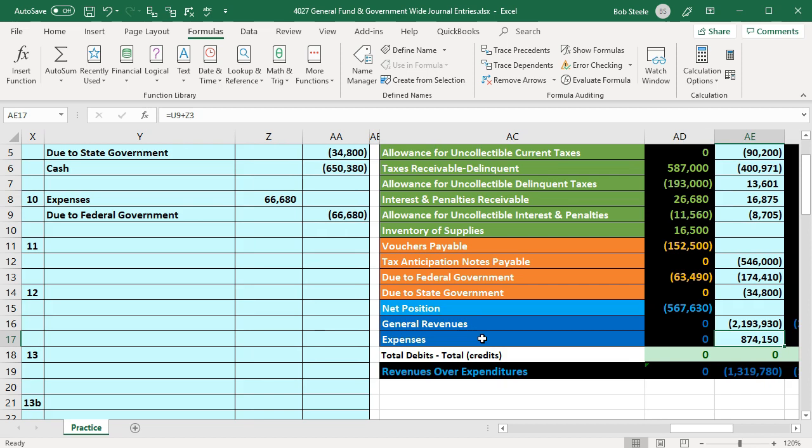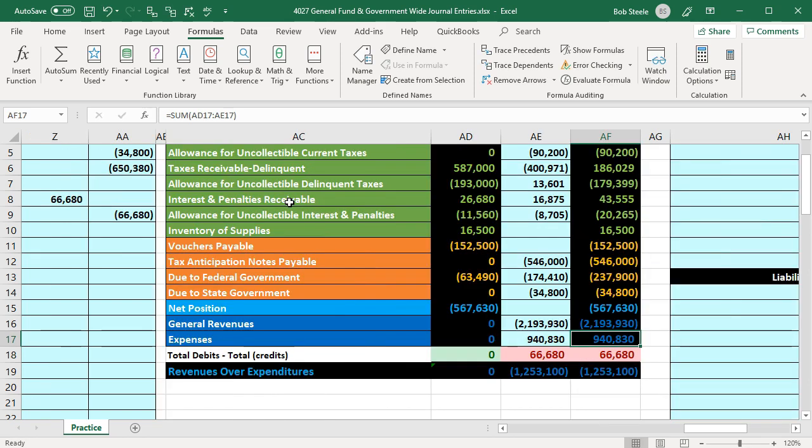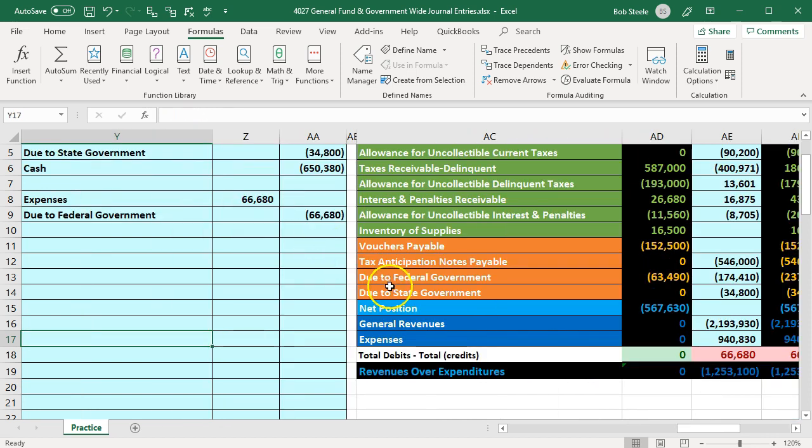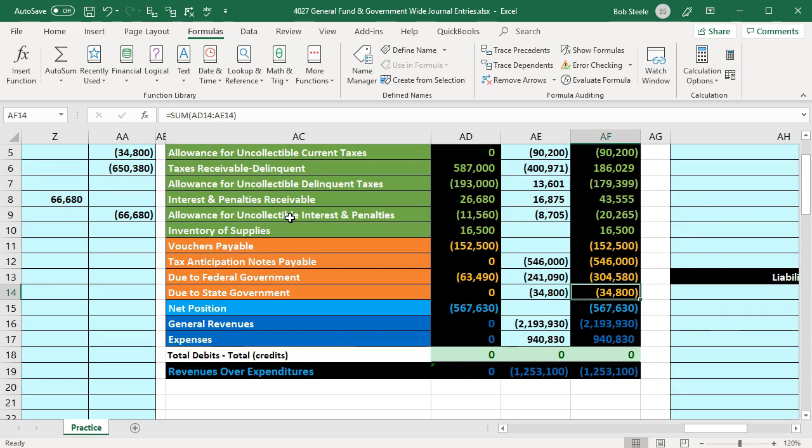So we're in now AE 17. Double clicking on that, going to the end of it, plus, and then we'll point to that expense and enter. So expenses increasing. Then we have the due to federal government. Due to federal government, we are in AE 13. Double clicking on that, going to the end of it, plus, we're going to point to that 66,680 and enter, and then we've increased the liability.